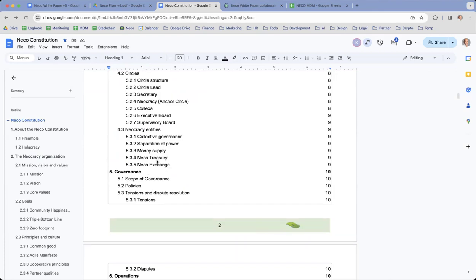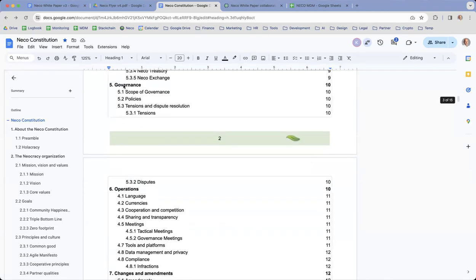There are other important parts internally, like how the organization receives money. We create our own money. Most of our partners get paid in Neco. So we create money for the organization, and this is provided by the organization for the different legal entities. This is all described here in topics like money supply, treasury, and exchange. Then governance.